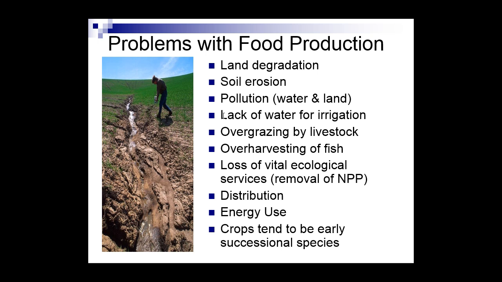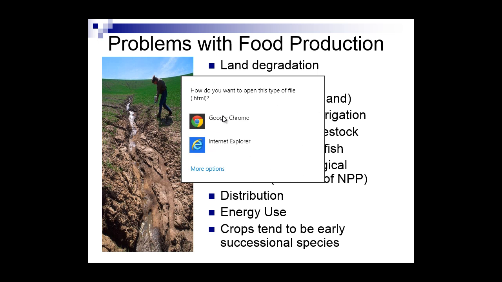And what does it mean for succession? If crops are early successional species, will we ever reach a climax community? And does a climax community have higher net productivity and biodiversity than another one? So you've got all sorts of problems.